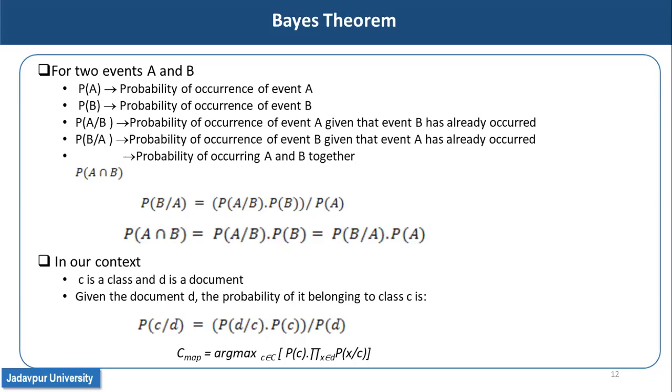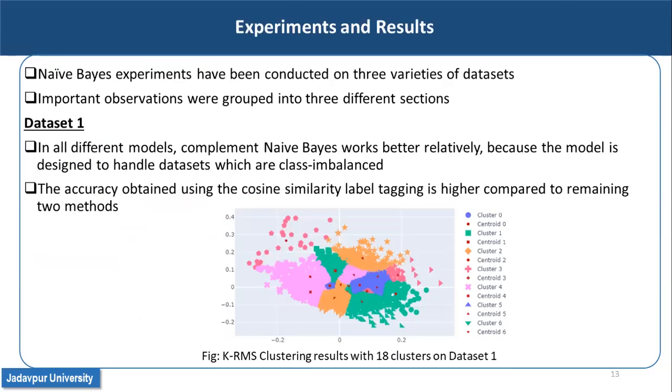For each class, the probability of the document belonging to the class C has been calculated, and now the class which is assigned to the document is given as the maximum of the given products. So probability of C times the product of probability of X, where X is a feature in the document, given C. The maximum of this product will be the class label of the given document. So now we come to the experiments and results part.